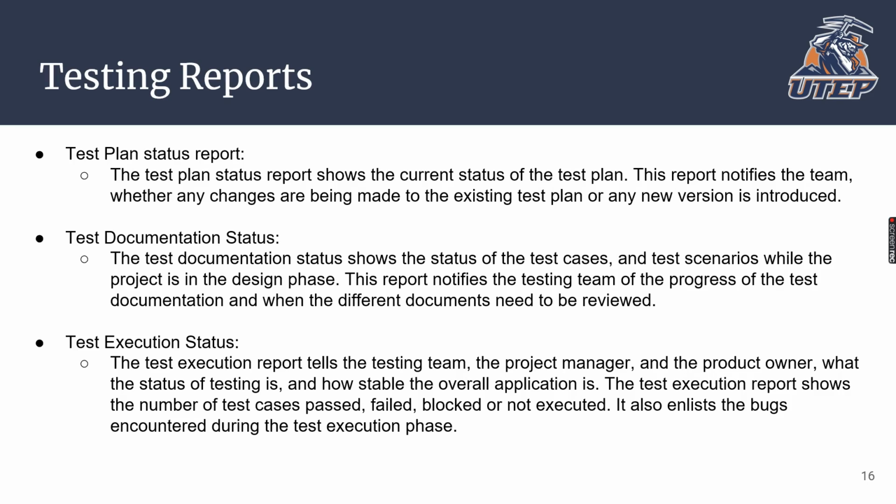Testing reports. We have 3 different types of testing reports. I will be explaining each one. The test plan status report shows the current status of the test plan and also notifies the team of changes being made or revisions being implemented on the plan. The test documentation status shows the status of the test cases and test scenarios while the project is still under design phases. The test execution status shows number of test cases passed, failed, blocked, or not executed. Basically it reports the status of the overall testing to the teammates involved.